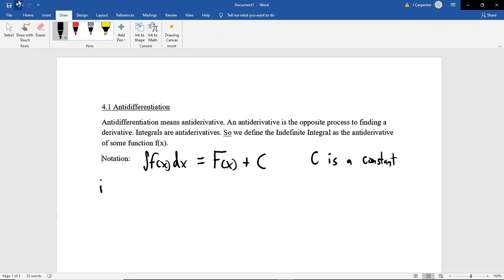But this is if and only if, IFF. This means if and only if. Mathematicians love this phrase because it means it's a two-way street, not just a one-way street. If is only a one-way street. If and only if is a two-way street. It means it works both ways. So if and only if the derivative of the thing on the right is equal to the thing on the left.